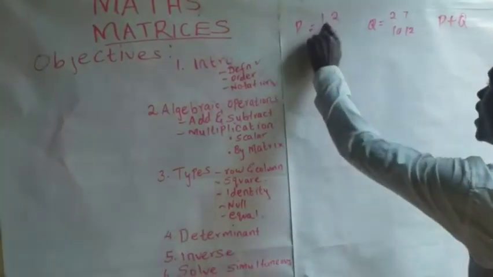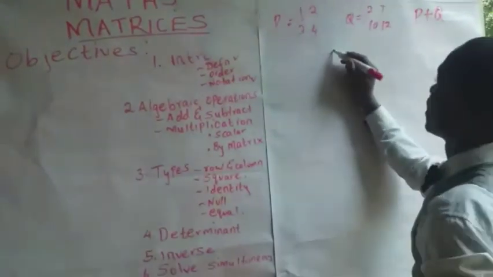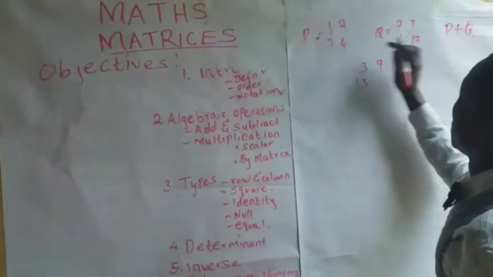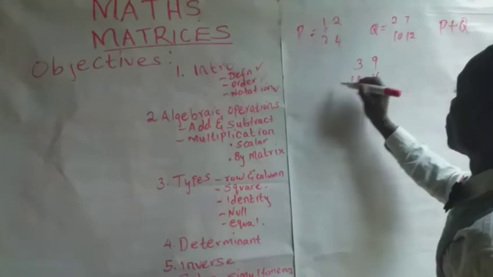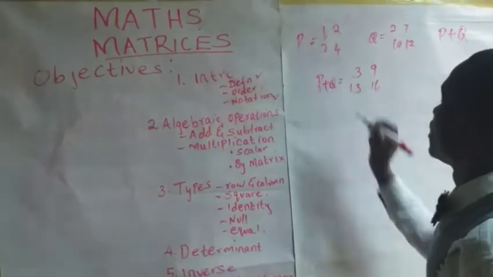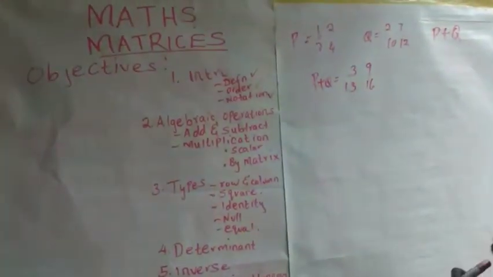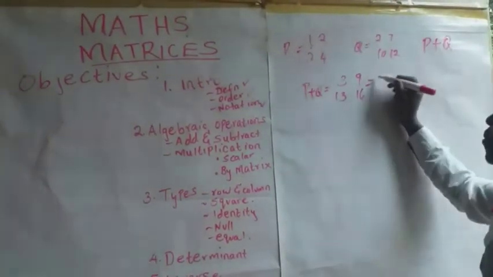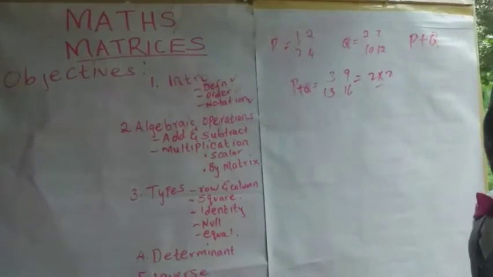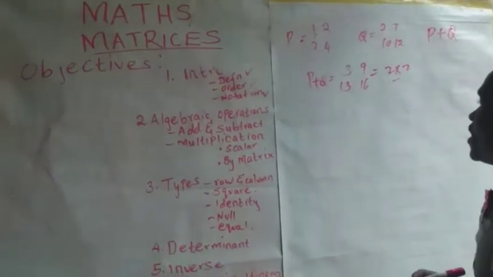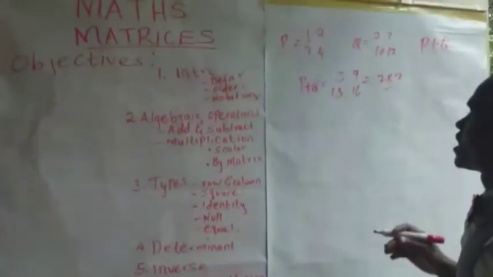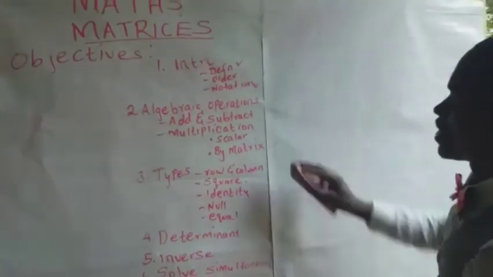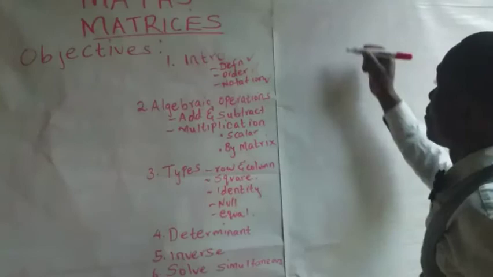So you go 1 plus 2, which gets 3. 2 plus 7 is 9, 3 plus 10 is 13, and 4 plus 12 is 16. So P plus Q is simply 3, 9, 13, 16, which has 2 rows and 2 columns. So this one is also a 2 by 2 matrix. Addition of matrices is very simple because you simply add the elements that correspond.